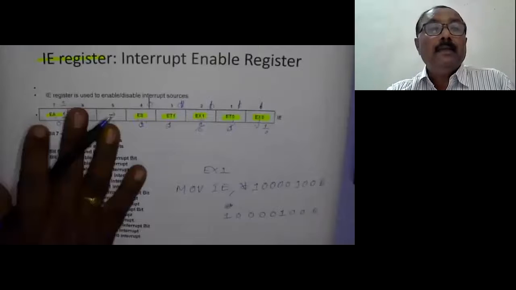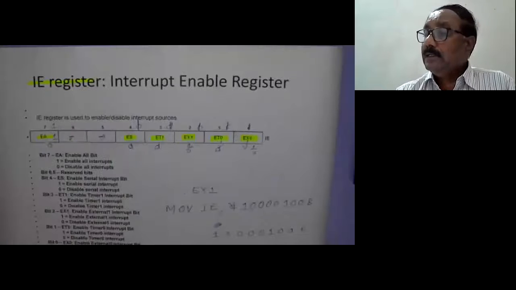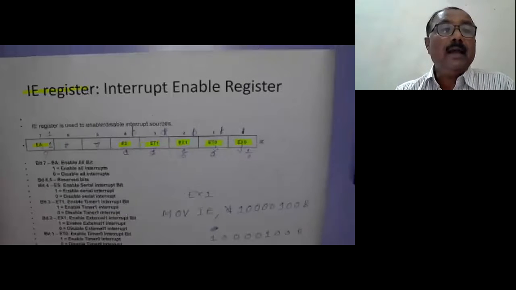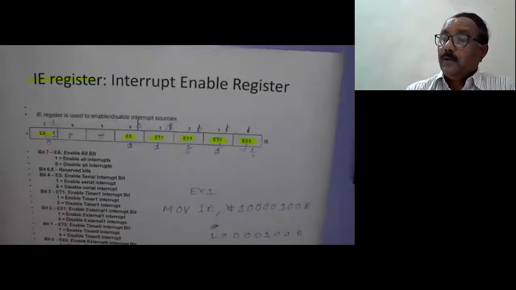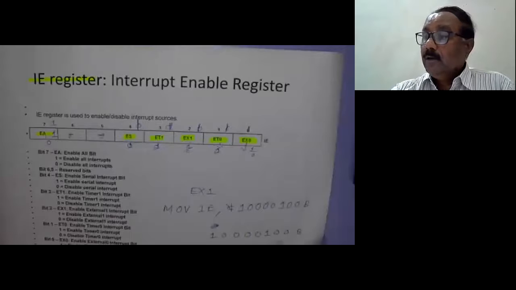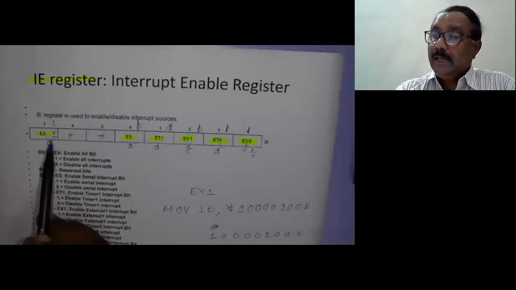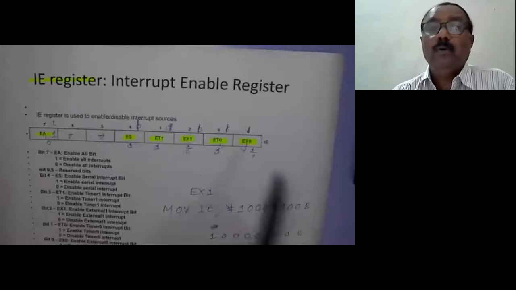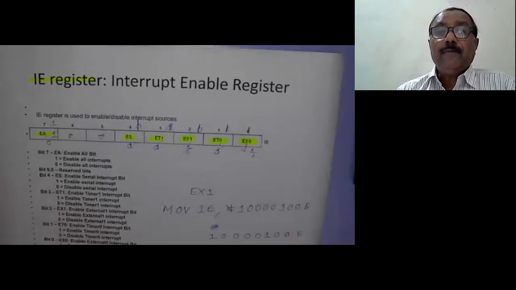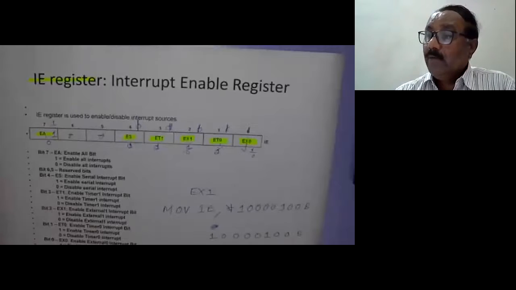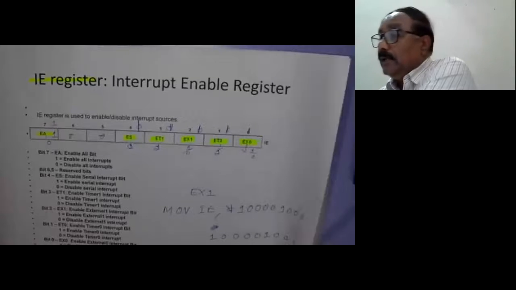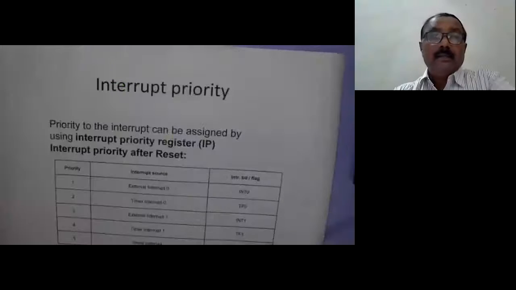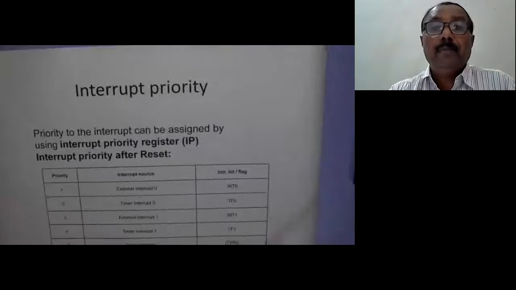So this is the IE register. The most important register is the IE register. Anyhow, when you are using interrupt facility, the EA pin must be equal to 1. Suppose that you are using all interrupts, that means EA equal to 1 and all these pins are equal to 1. And if all interrupts occur simultaneously, what happens? It will give some preference to the interrupts. That is known as interrupt priority.